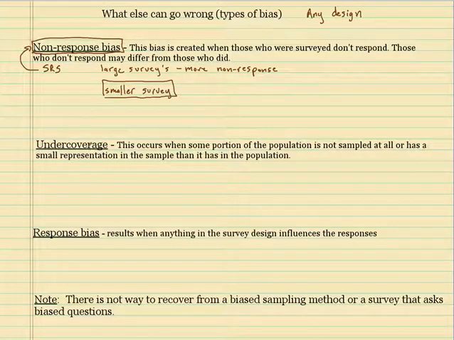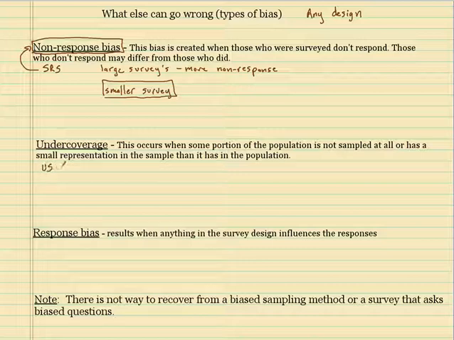Okay, the next one, which is somewhat harder to see, has to do with our sampling frame. Undercoverage occurs when some portion of the population is not sampled at all or has a smaller representation in the sample than it has in the population.